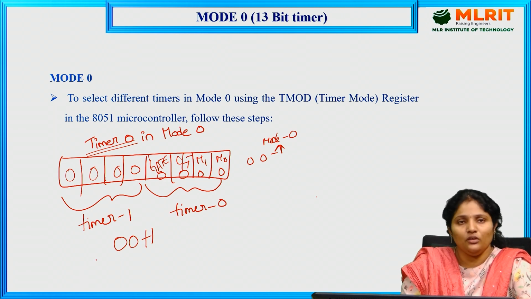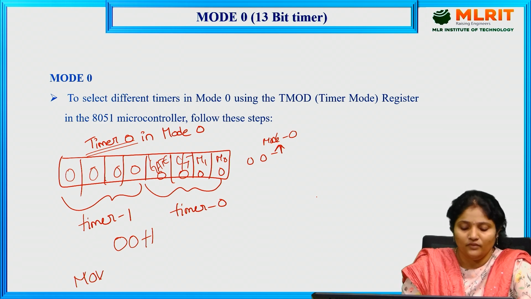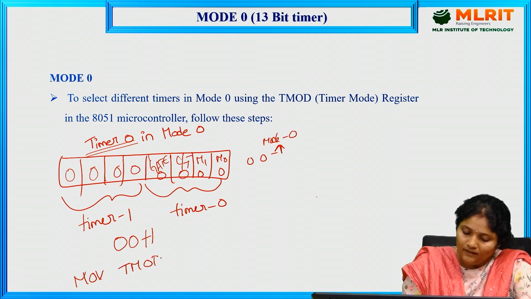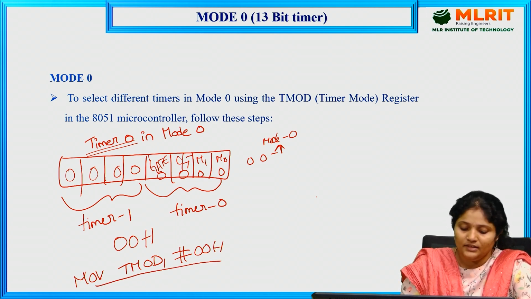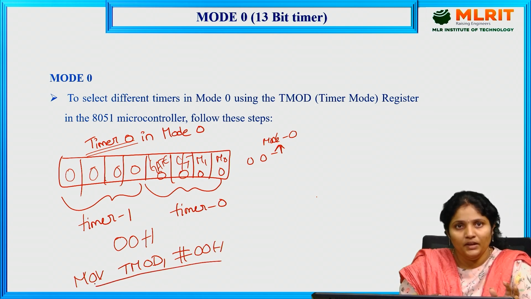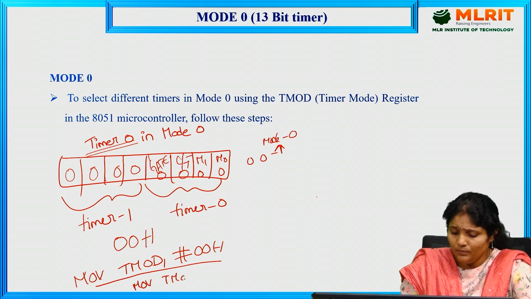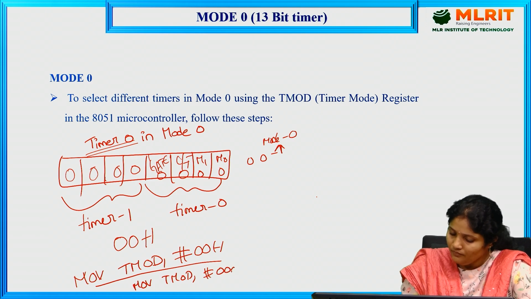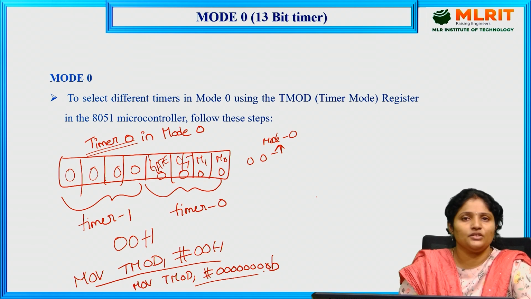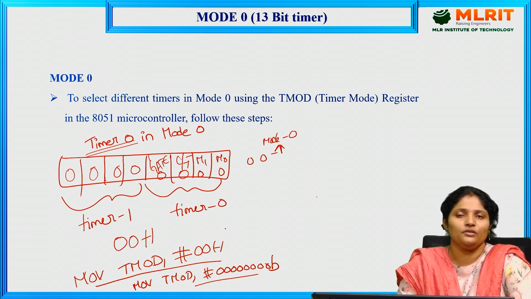So how do we load it? MOV is the instruction used to load the TMOD register: MOV TMOD, #00H. After this, that particular unit will be used as a timer, it will select timer 0, and it will operate in mode 0. Otherwise you could write it in binary also. Both instructions do the same thing, and you can use decimal too; it depends.